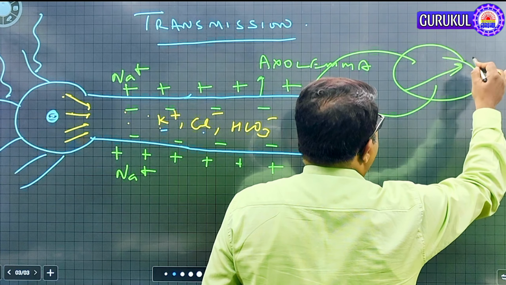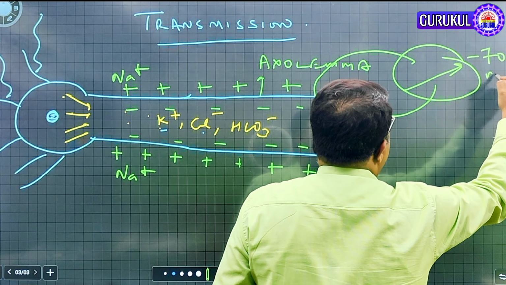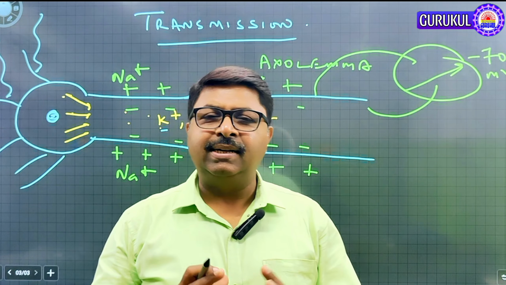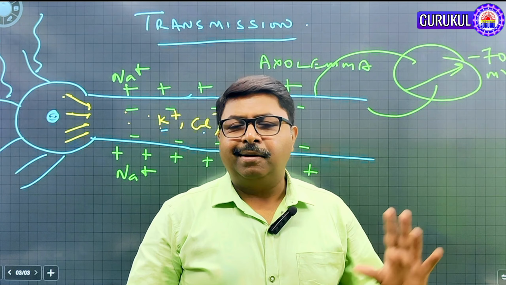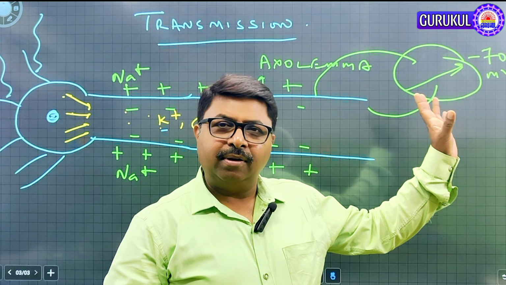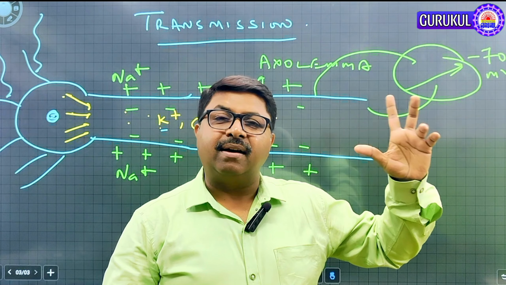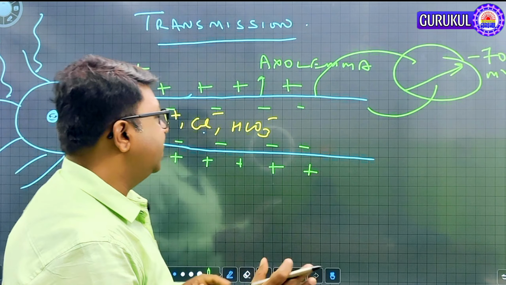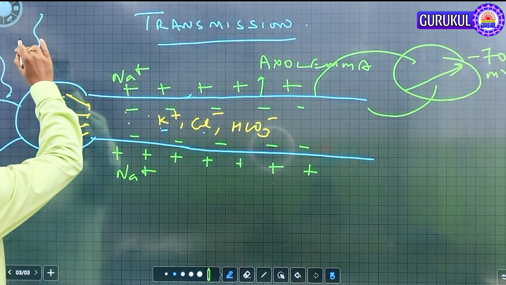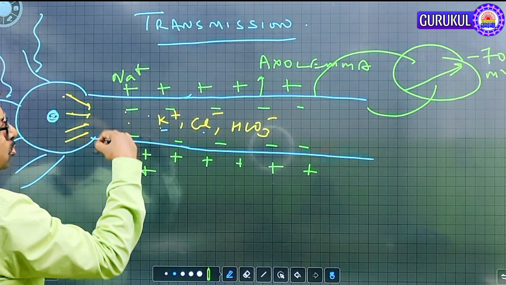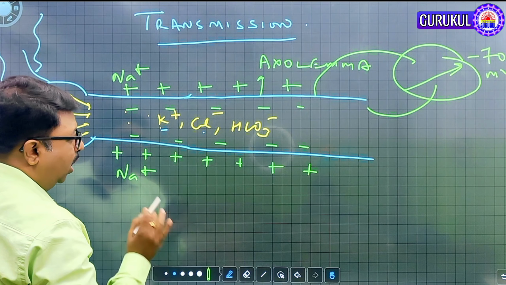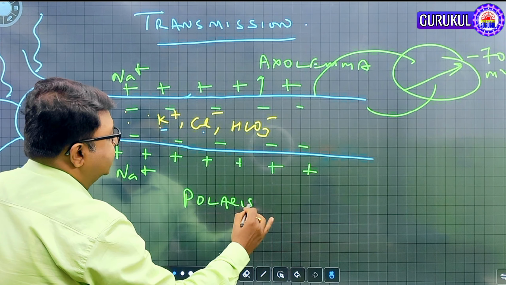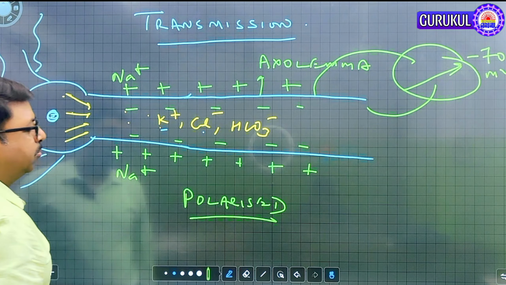In resting condition, the resting potential is -70 millivolt. कितना? रेस्टिंग पोटेंशियल -70 मिलीवोल्ट. जब न्यूरॉन रिस्पॉन्ड नहीं कर रहा है, when the neuron is not receiving any threshold stimulus. Now the moment threshold stimulus आ गया, depolarization is going to occur. Normal conditions में इसको क्या कहेंगे हम? Polarized state, polarized condition.